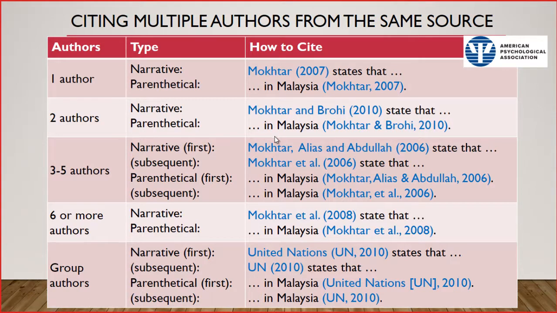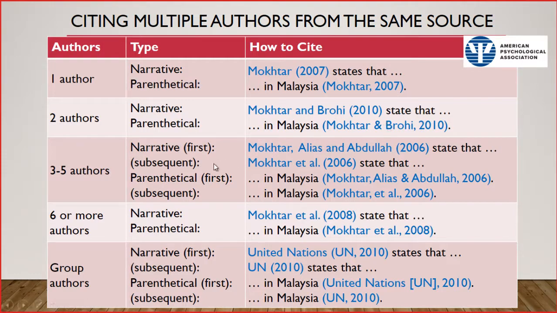State that. Okay, what about parenthetical? We have, in Malaysia, let's say this is the end of the sentence. In Malaysia, bracket, Mohta, and here, this is the symbol, the ampersand. They call it ampersand. Brohi. So if this is parenthetical, everything encapsulated in bracket, you must use ampersand. You cannot use "and". And if this is part of the sentence, you must use "and". Cannot use ampersand. This is a common mistake.